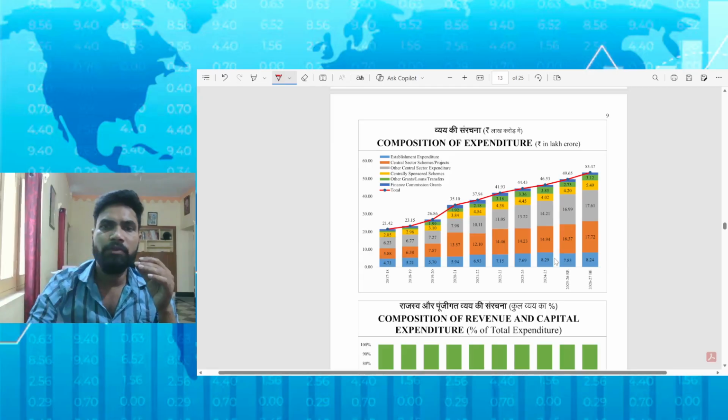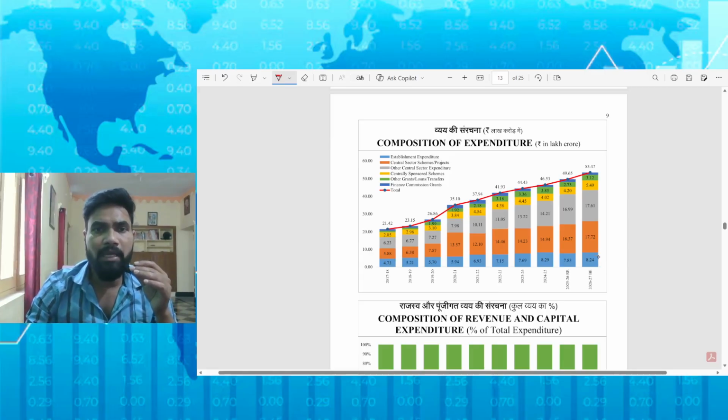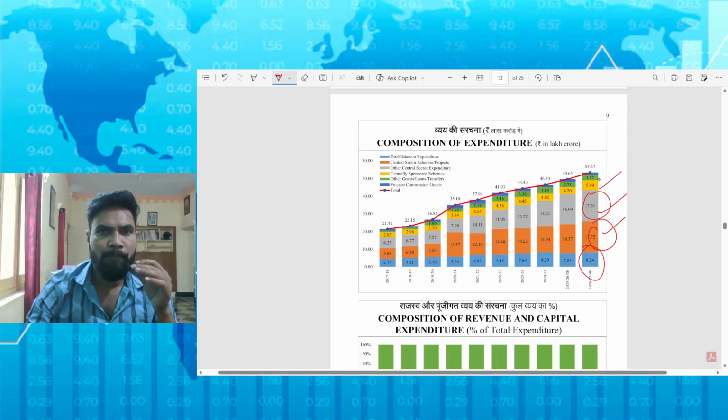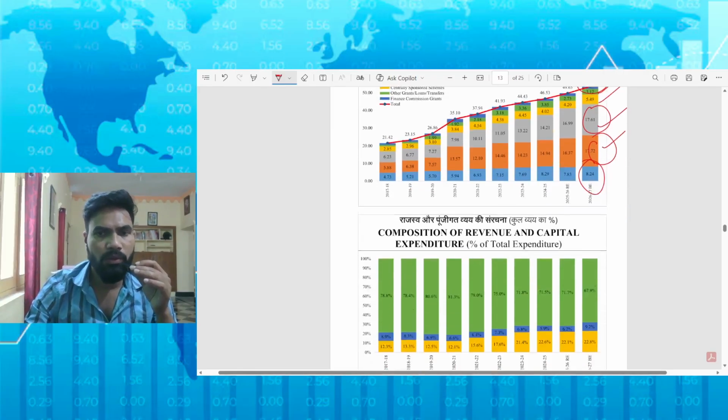Okay. Then if you see the composition of expenditure of the government, the establishment expenditure will be 8.2 lakh crore rupees. Then central sector schemes, towards that expenditure will be 17 lakh crore rupees. Then other central sector expenditure will be 17 lakh crore rupees, almost similar. Centrally sponsored schemes 5 lakh crore rupees. Other grants, loans and transfers to the states, it stands at 3.3 lakh crore. Total expenditure together 53 lakh crore.